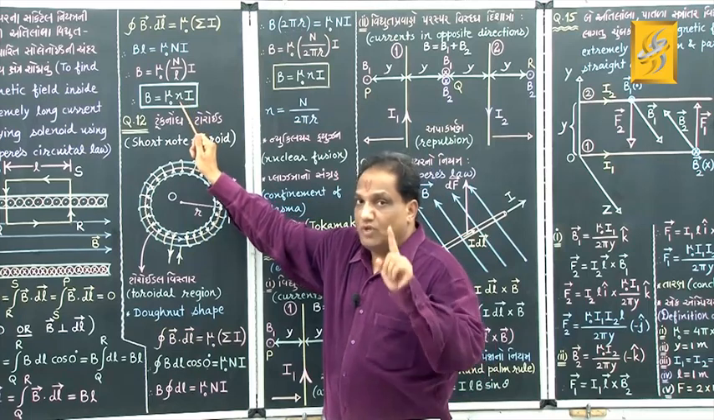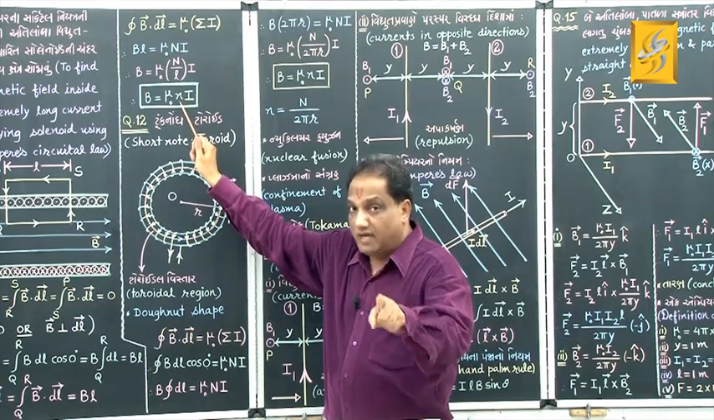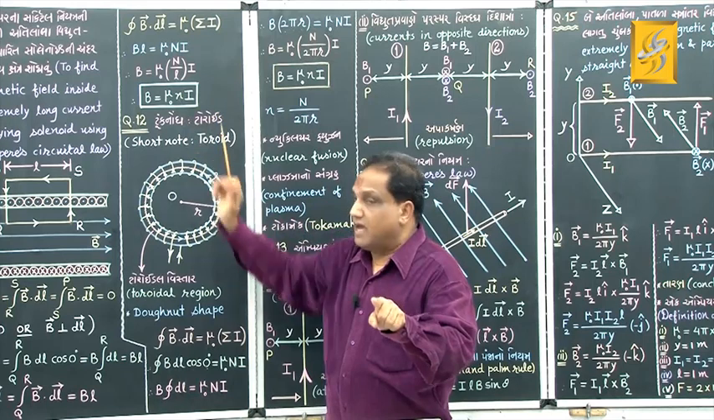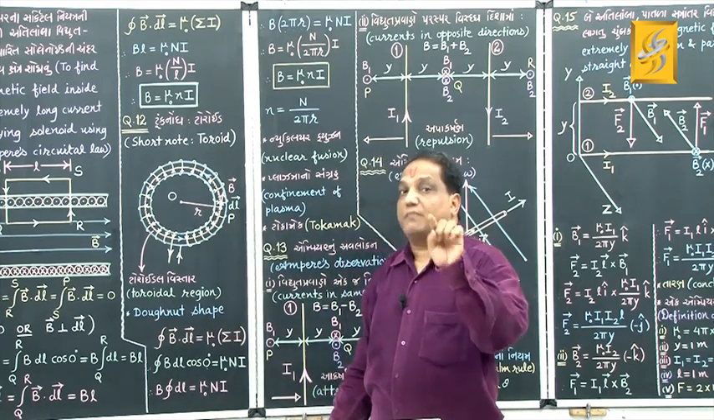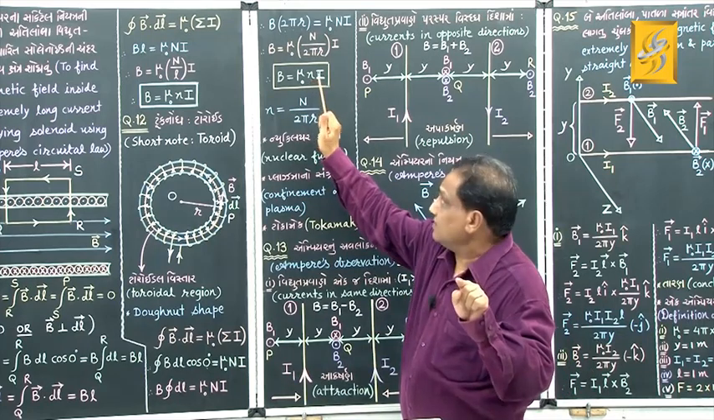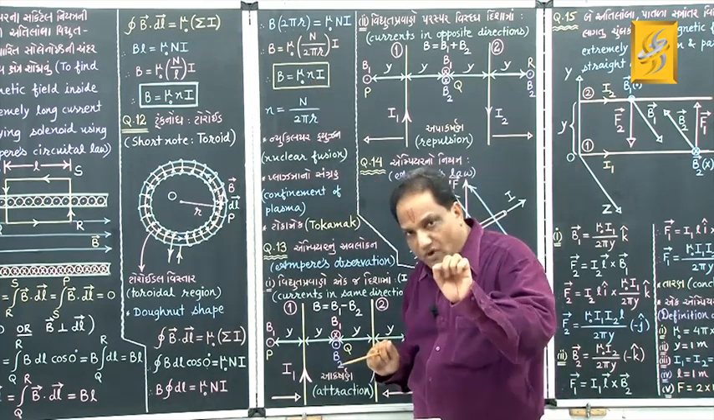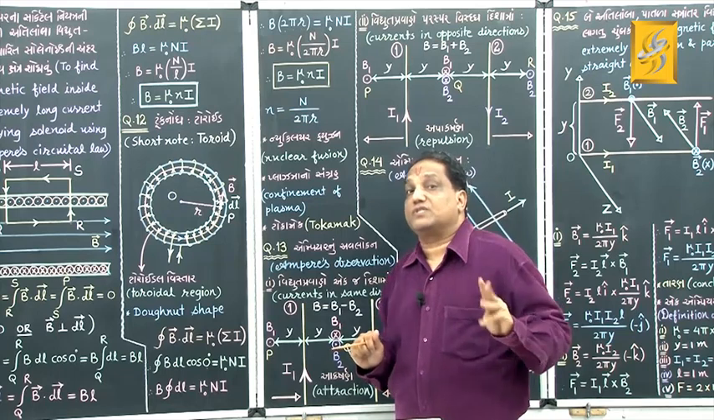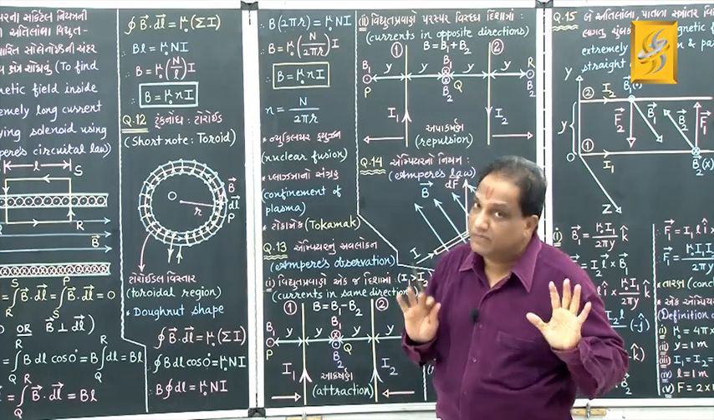This is the formula to be used for an extremely long current carrying solenoid, where small n means the number of turns per unit length of a solenoid, and here for the toroid, this small n means the number of turns per unit length of circumference of a toroid. Right? Fine.